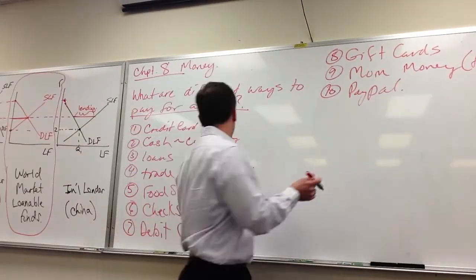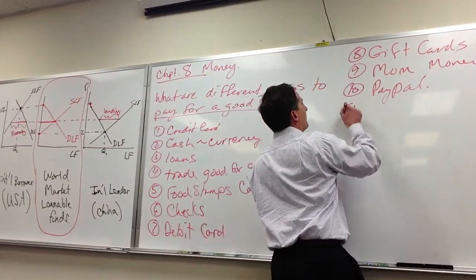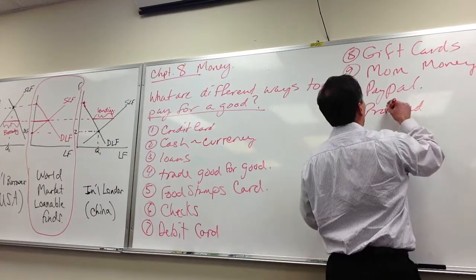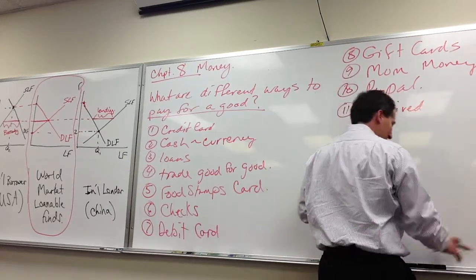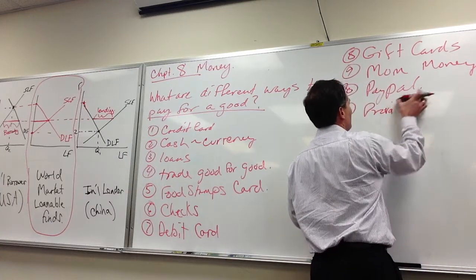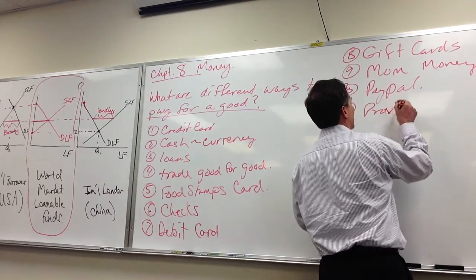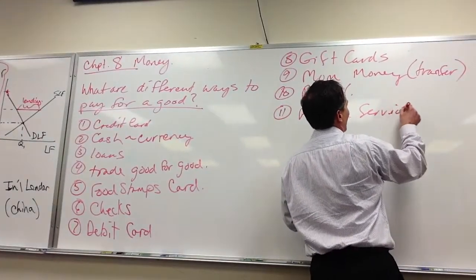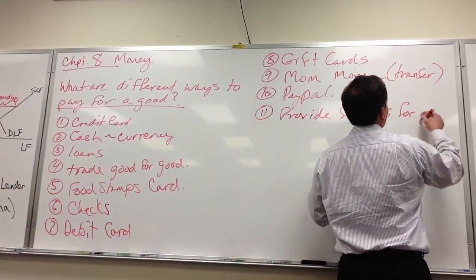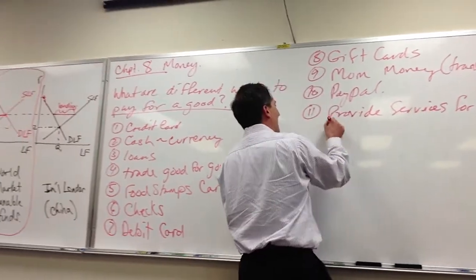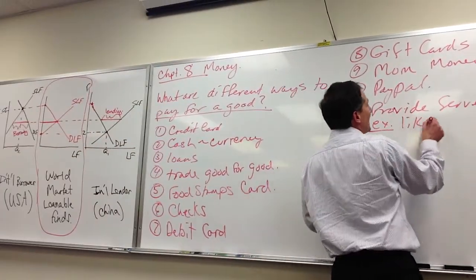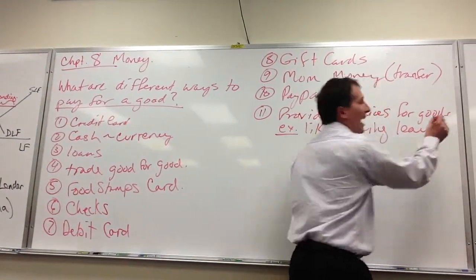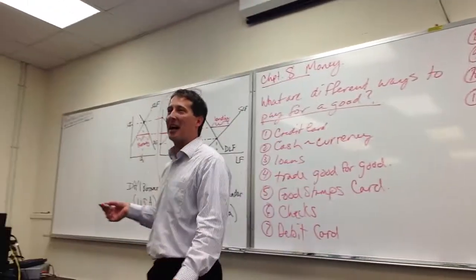Like what? Oh, providing services instead of, okay. Provide. Oh, now we're getting more specific on what types of services. Sounds like a cover-up to me. Provide services for goods. I will even put that example, like raking leaves. Okay. Want to be clear on that. What else?